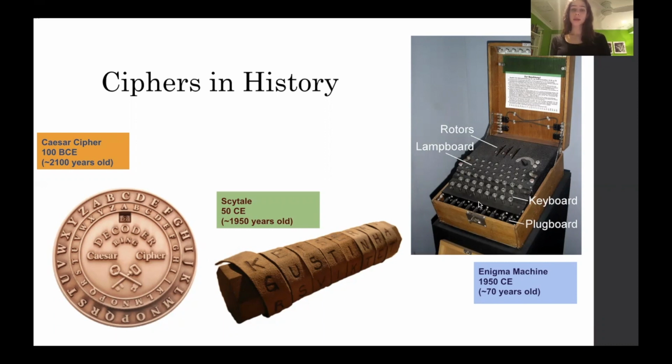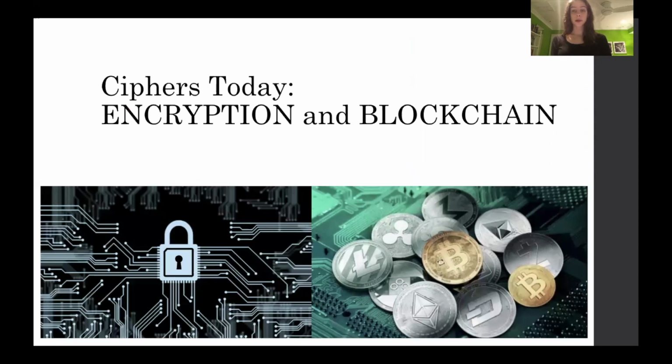It is generally accepted that the Allies' ability to decrypt Enigma traffic shortened the outcome of World War II by several years. Ciphers are used today for encryption and blockchain. I've been throwing around the word encryption during this presentation, but that's because much of the old use of ciphers was based around secret messages. And that's exactly what encryption does. It allows someone to send secure messages so that only the intended person can understand it.